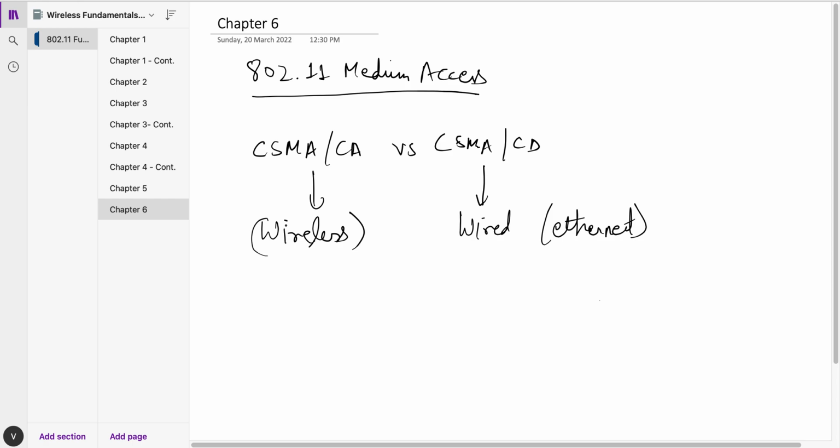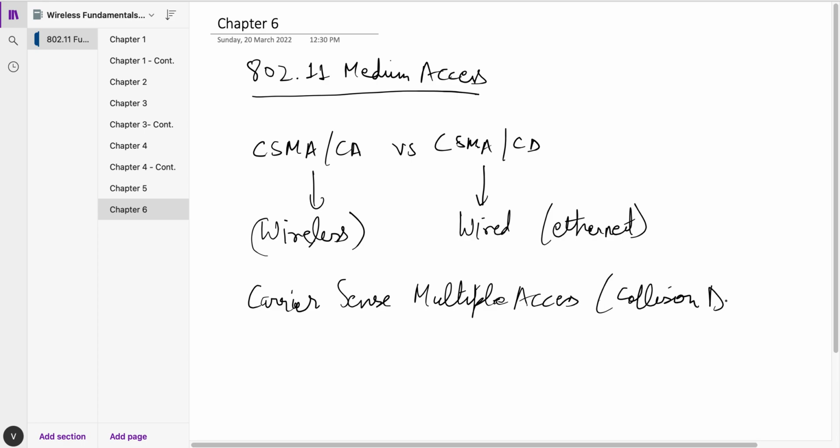So the two most common forms of contention that are heavily used in today's networks are CSMA/CA and CSMA/CD, which is carrier sense multiple access with collision detection and collision avoidance. As the name suggests, in one we are able to detect a collision happening between two frames, in the other we are trying to avoid it. We cannot detect it. Okay.